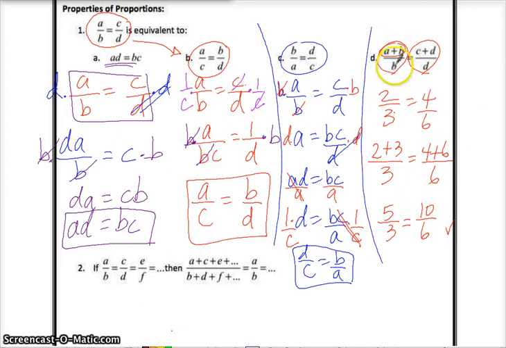So what did we do? Again, you're taking the denominator, adding it to the numerator, and those two ratios are still going to equal each other if you do that consistently on both sides.